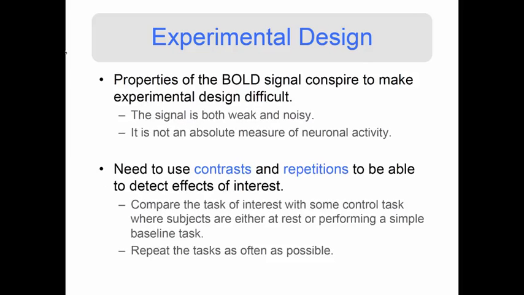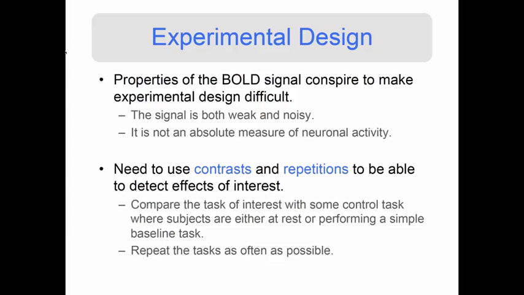Some of the properties of the BOLD signal really kind of conspire to make experimental design difficult in fMRI. Now, we've already seen that the signal is both weak and noisy, but also we've seen that it's not an absolute measure of neuronal activation. So when we measure BOLD response, we're not getting an absolute measure of the neural activity in the brain, we're getting an indirect measure through the oxygen consumption.